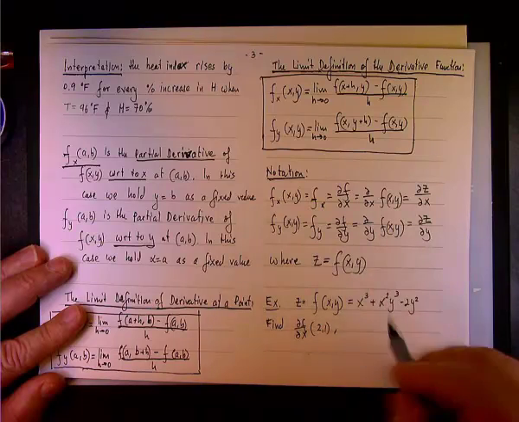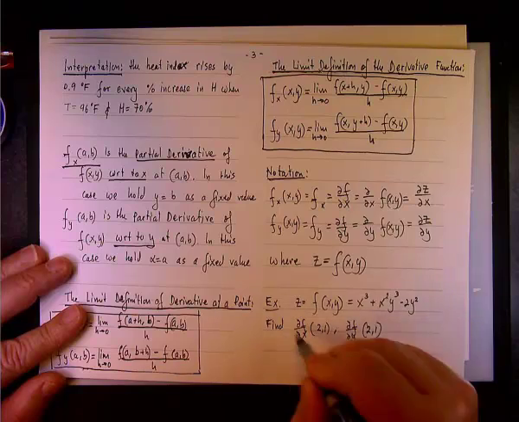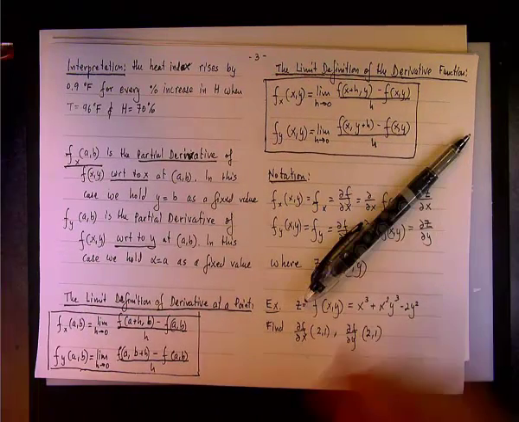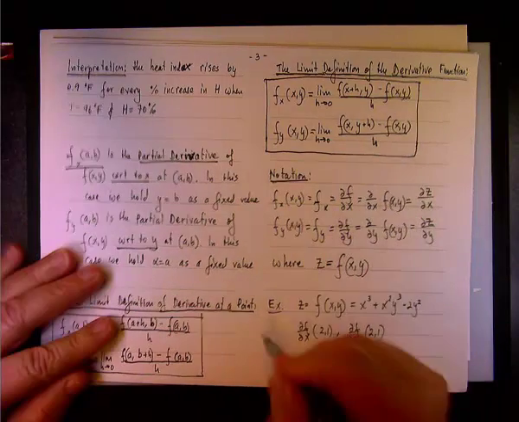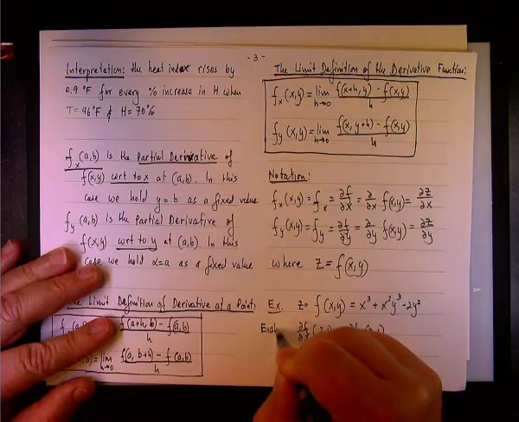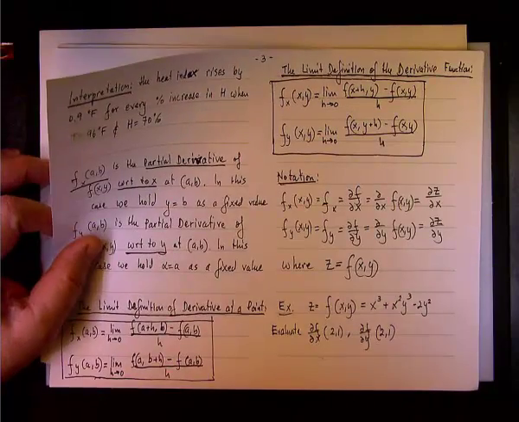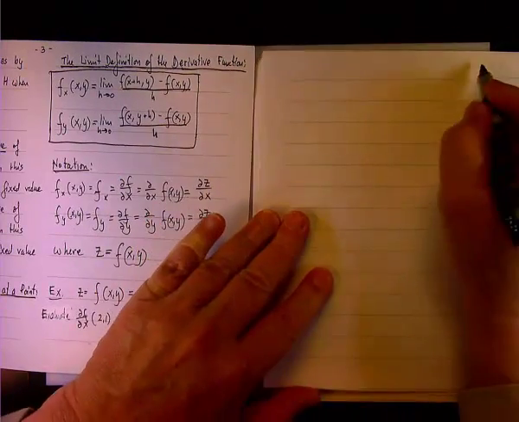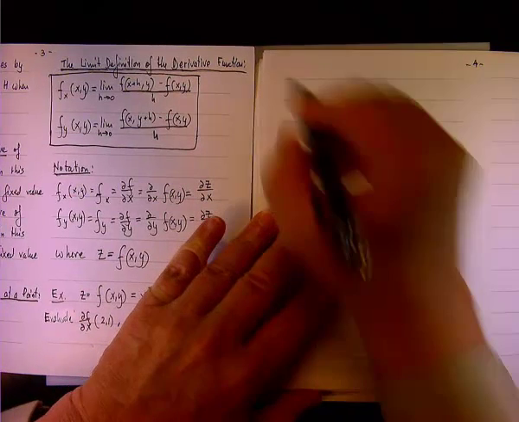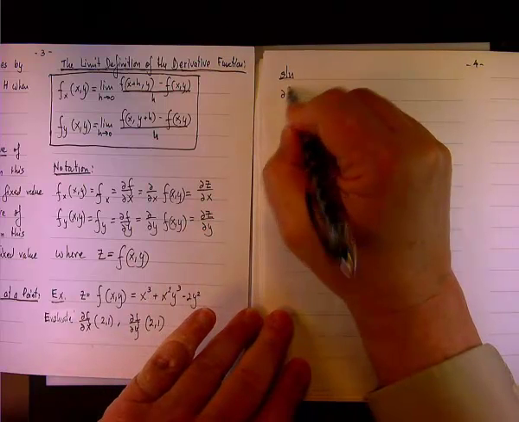and del f del y at (2, 1). This should be written evaluate rather than find, because we are looking for a value here. By itself, there is nothing here to do. It's pretty much straightforward. The key to remember is that we are holding one variable fixed and we vary the other. So before we evaluate at a point, let's first evaluate the derivative as a function.